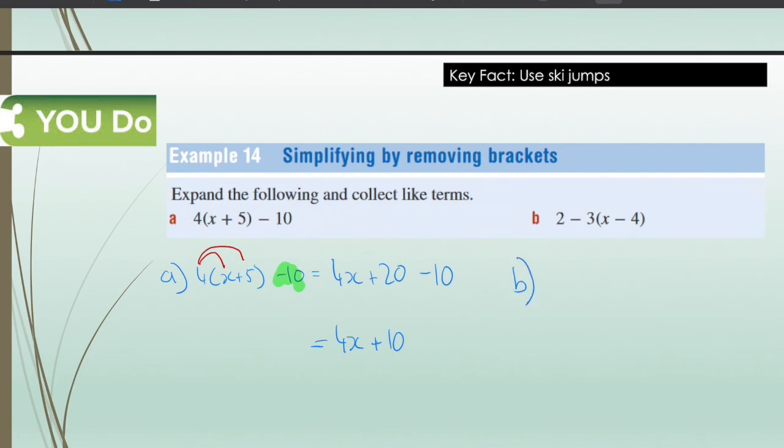Again, over here. Our first step is going to be to expand the brackets. Minus 3 times x is minus 3x. Minus 3 times minus 4, we've already done this, is plus 12. And now we're going to just collect our like terms. There's no like terms for x again, so we just write our minus 3x down, but we've got plus 2 plus 12, which combine to plus 14.